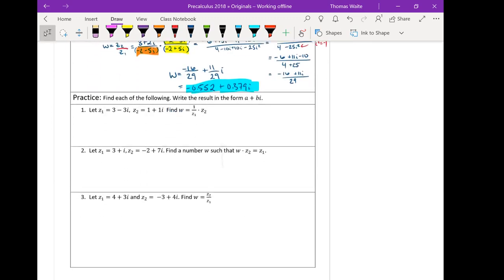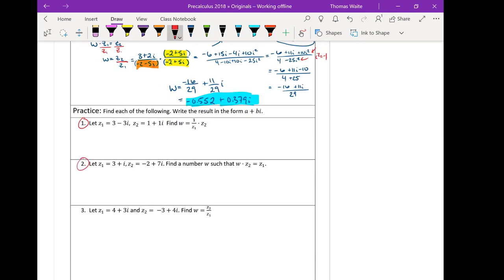Down here there are just 3 practice problems for you to try that out, and then I will have the solutions in class for you to check your answers before we take the quiz.